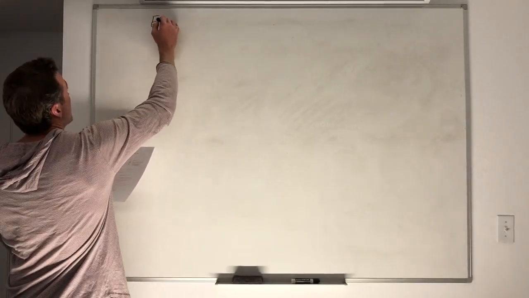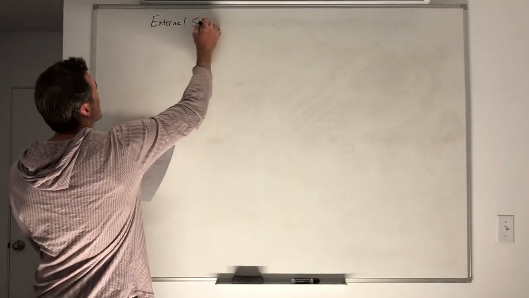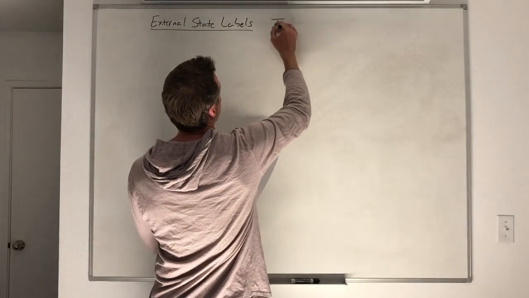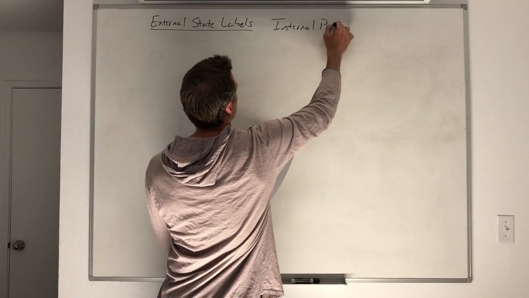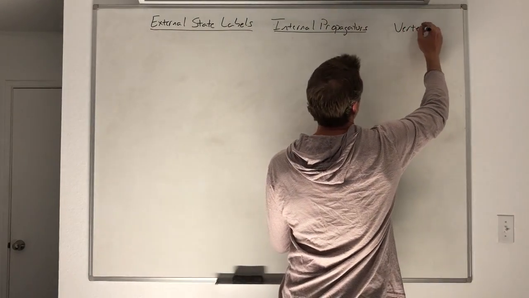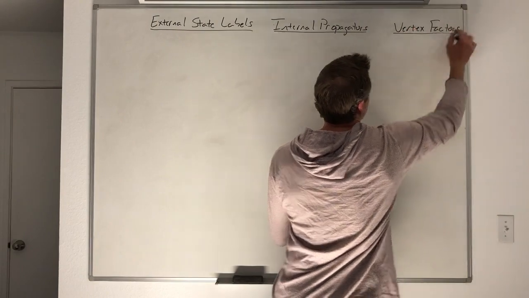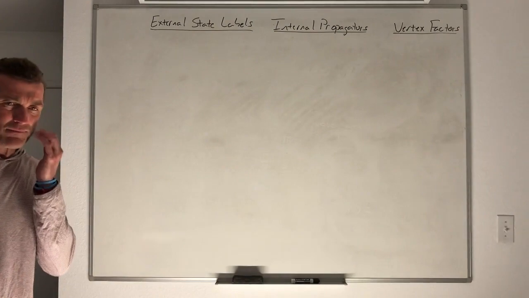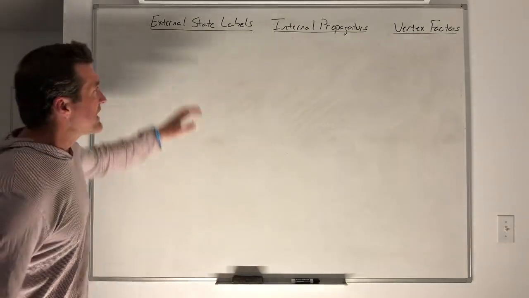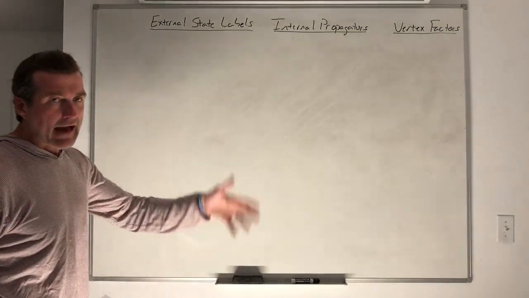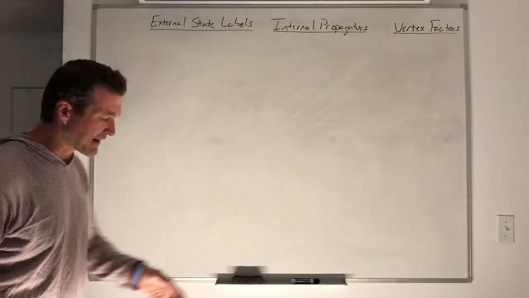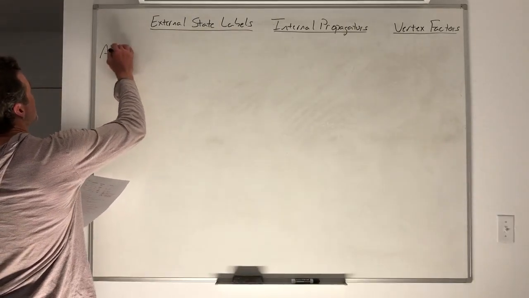So we're going to start with external state labels. Then we'll do internal propagators. And then we'll do vertex factors. Now, when I write those words up there, they should somewhat mean something to you as a relevant part of the Feynman diagram story. But when I actually write up what they are, you'll be like, oh yeah, I remember that. These are really the three essential ingredients that we build our M expressions out of. And then there's always conserving momentum at a vertex and integrating over the internal momentum, but that's just fluff.